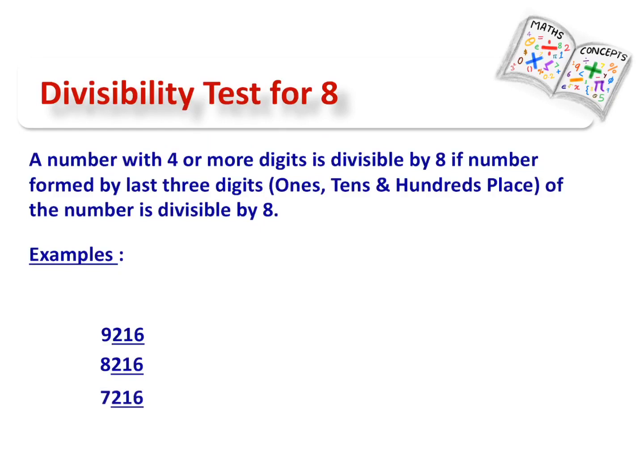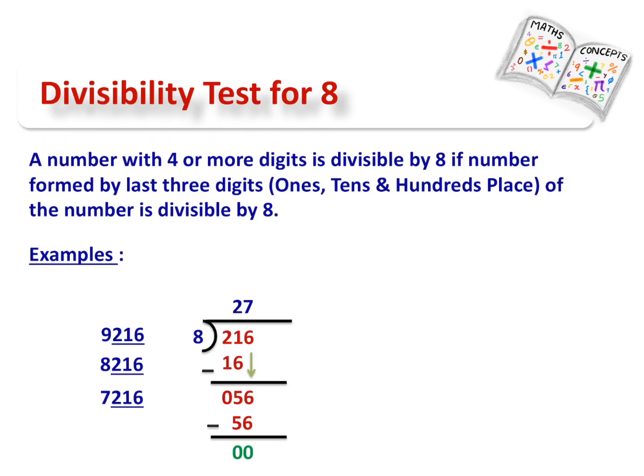Let's try to understand it with an example. 9216, 8216, 7216. I know here 216 is divisible by 8. I have performed actual division for the 3-digit number and I can see that it is divisible by 8, and that's why I can say that all these numbers, 9216, 8216, 7216, are divisible by 8.